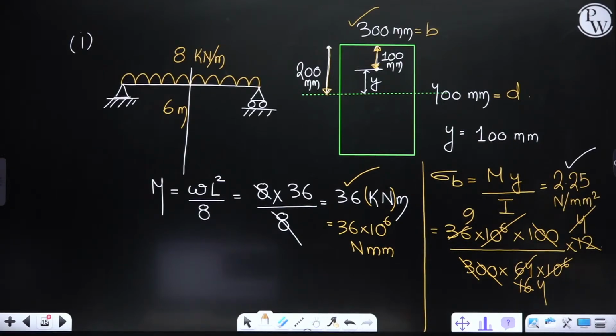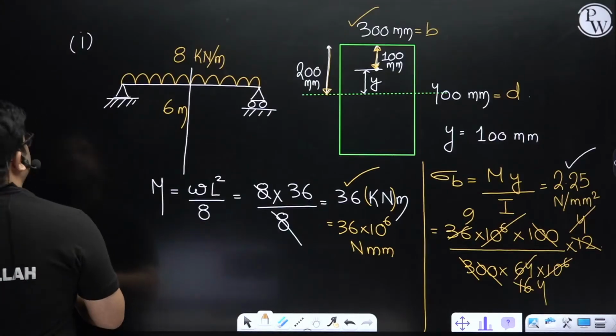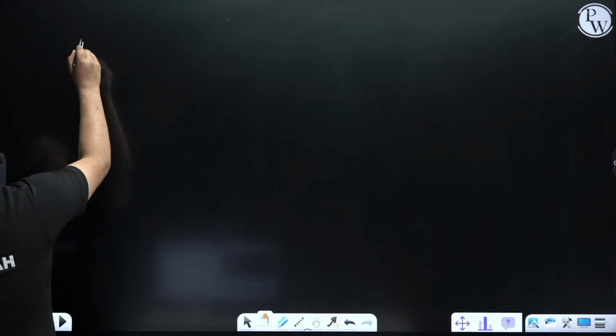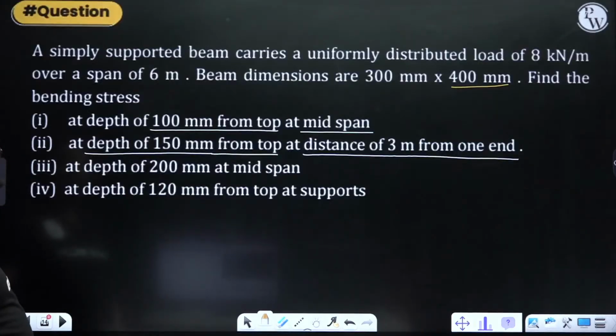2.25, na? 36 into 10 to the power 6 into y is 100 divided by B D cube divided by 12, it is 2.25. Game over. Okay, why are you wasting so much time? Next question, next point was what? It was at a depth of 150 mm from top at the distance of 3 meter from one end.